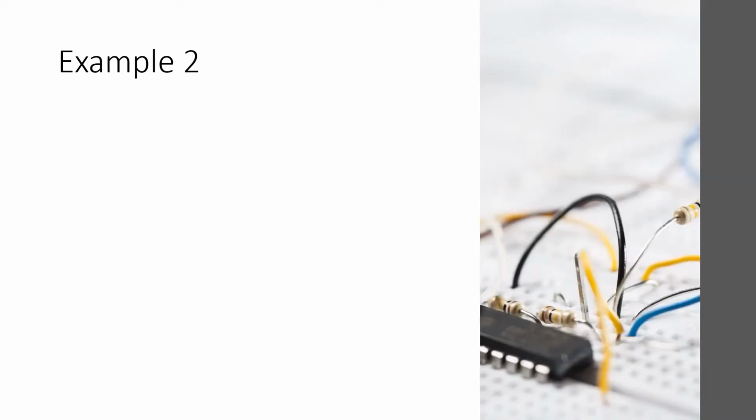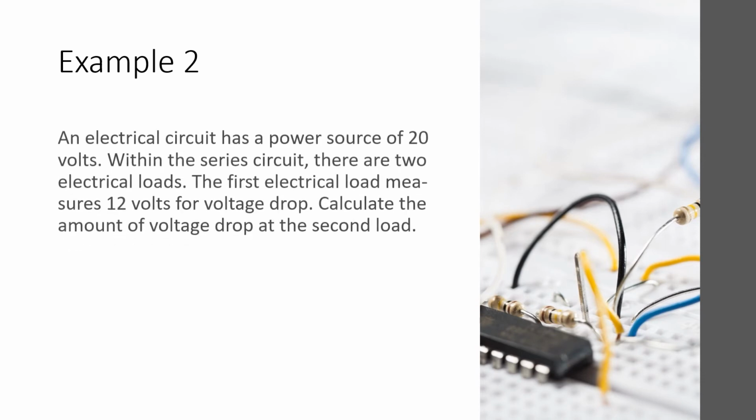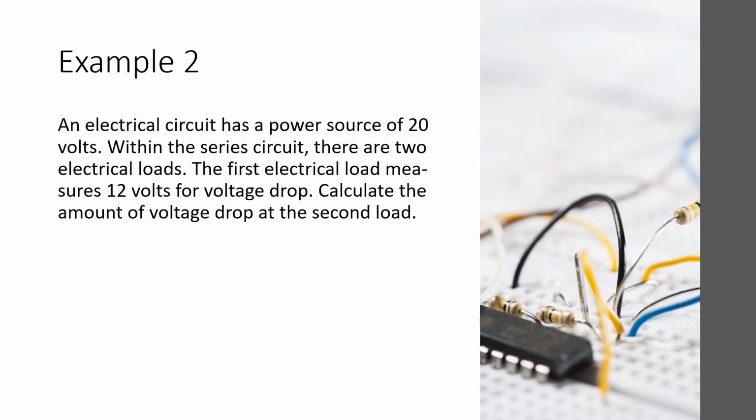Our second example asks us to calculate a similar total, but in a slightly different way. An electrical circuit has a power source of 20 volts. Within the series circuit, there are 2 electrical loads. The first electrical load measures 12 volts for the voltage drop. Calculate the amount of voltage drop at the second load. Although this problem is similar to our first example, it'll be set up a little differently.